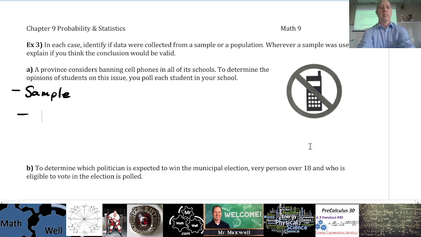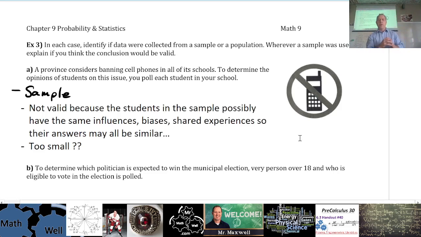Okay. That's a lot of wind there, but let me just summarize that. I would say it's not valid because students possibly have the same influences, biases, and shared experiences, so their answers all may be similar. And is your one class a good number of students even to ask for the whole province? Probably it's too small a sample. Okay, anything else to add or any questions about that?